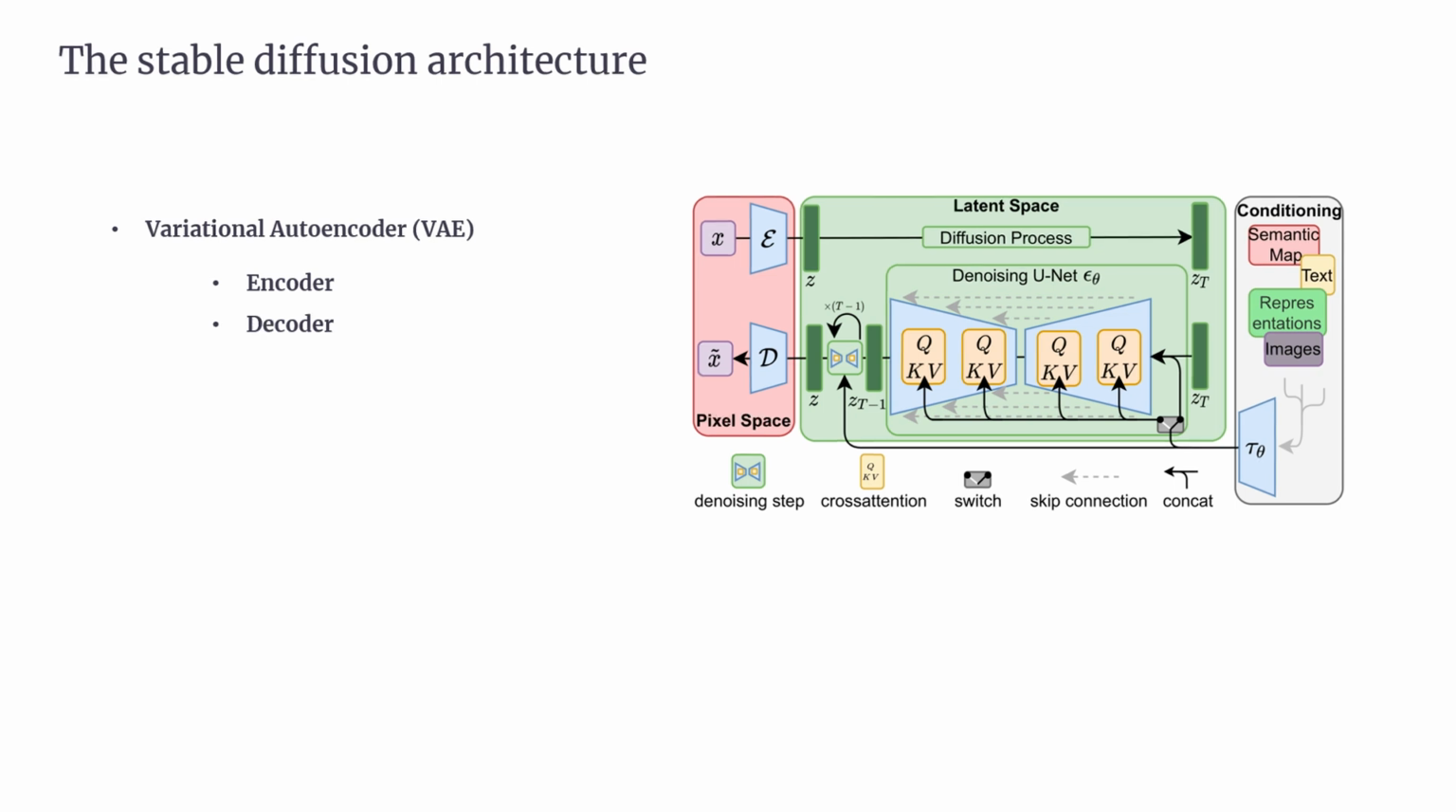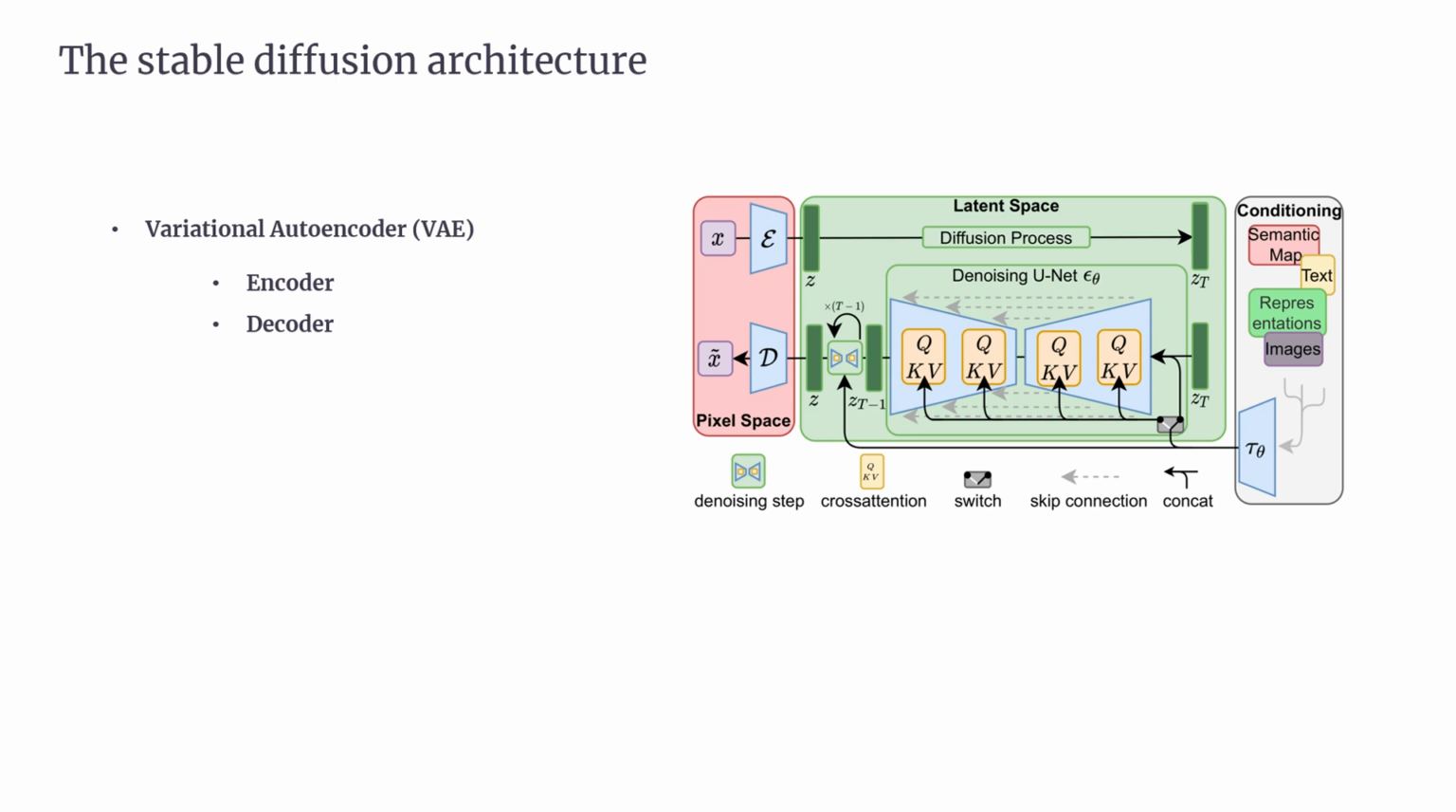2. Decoder. After the image is compressed, the decoder reconstructs it from this latent representation back into the original pixel space, 512 × 512 pixels. This helps generate the final image that you see.